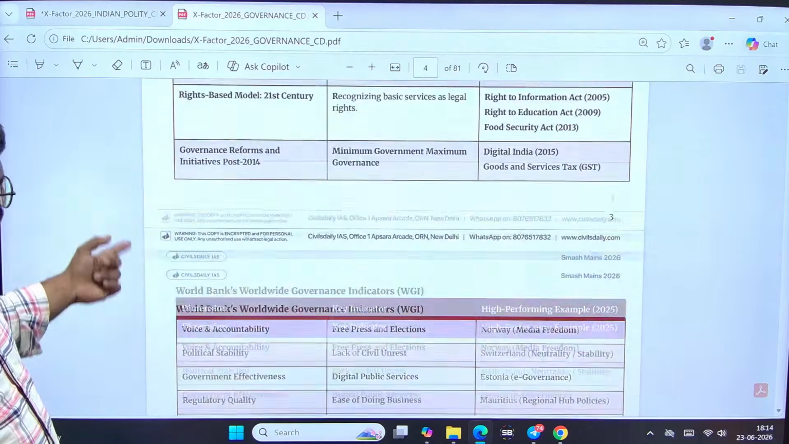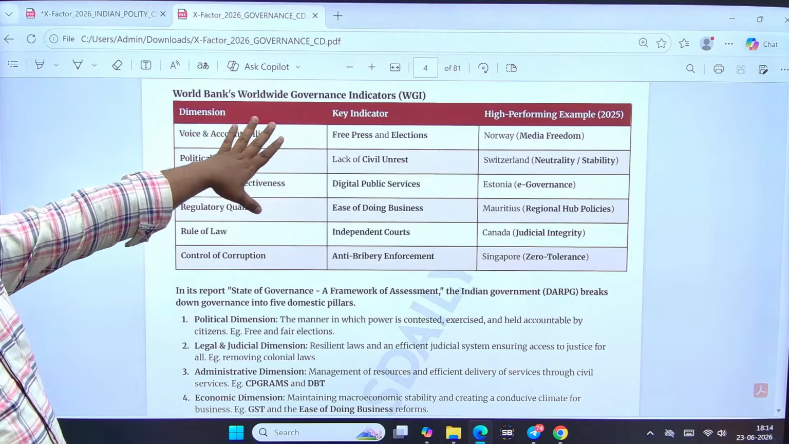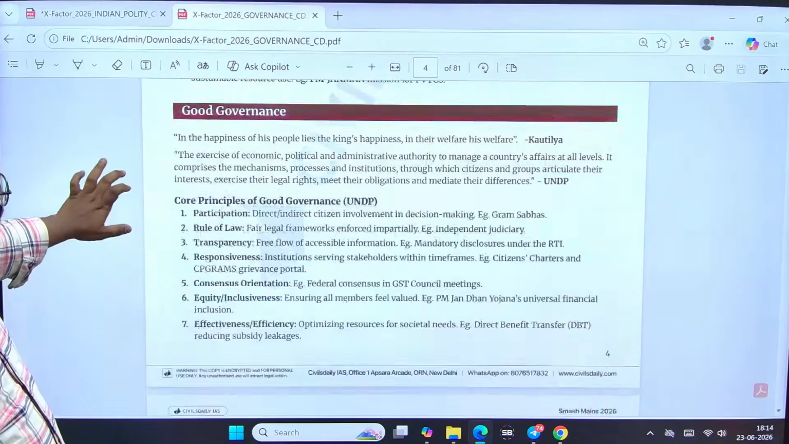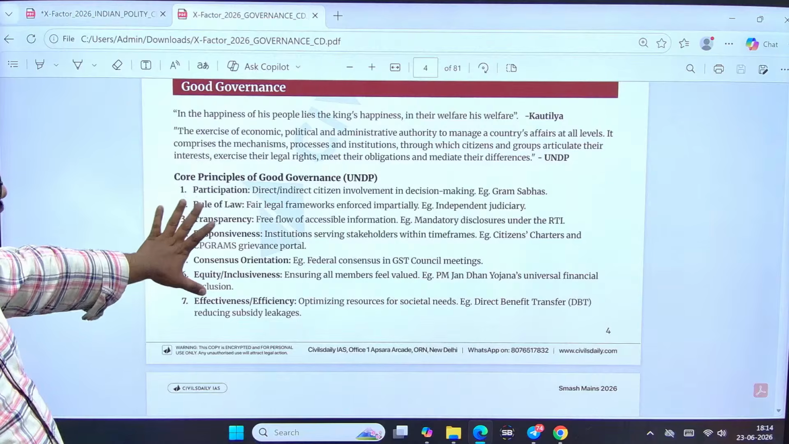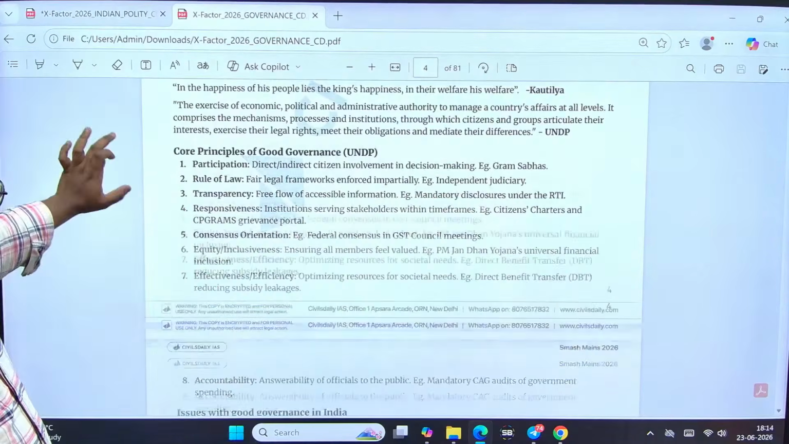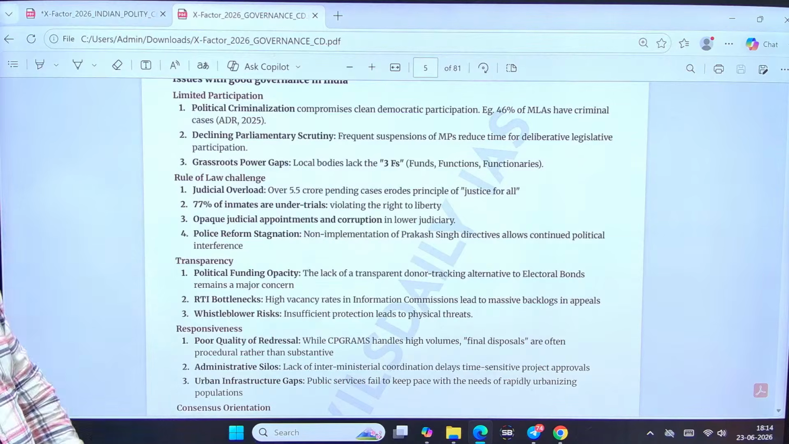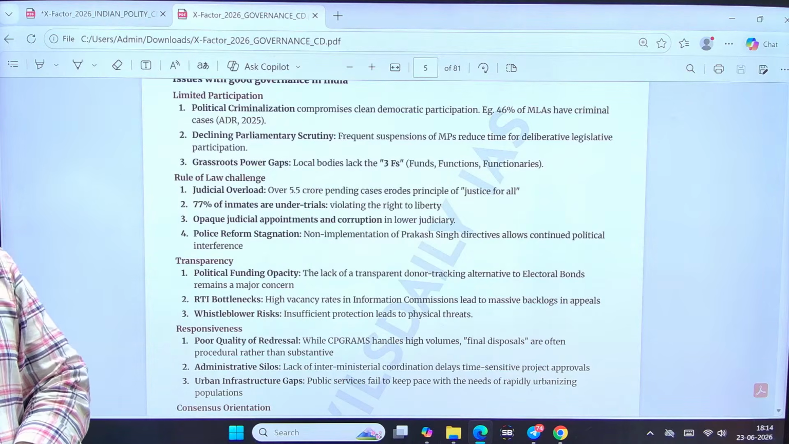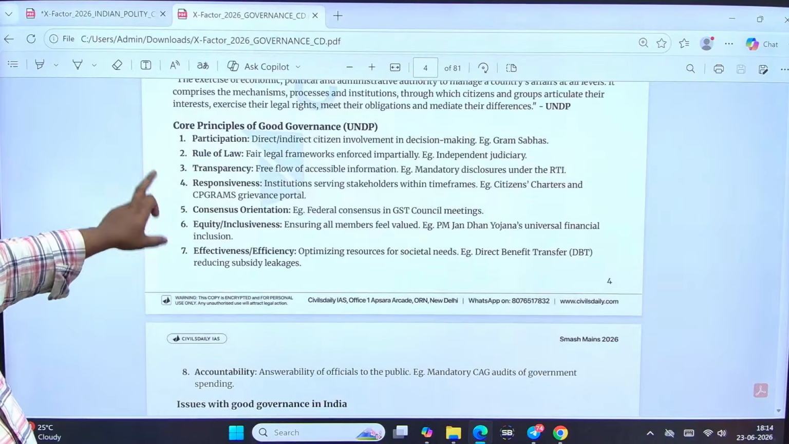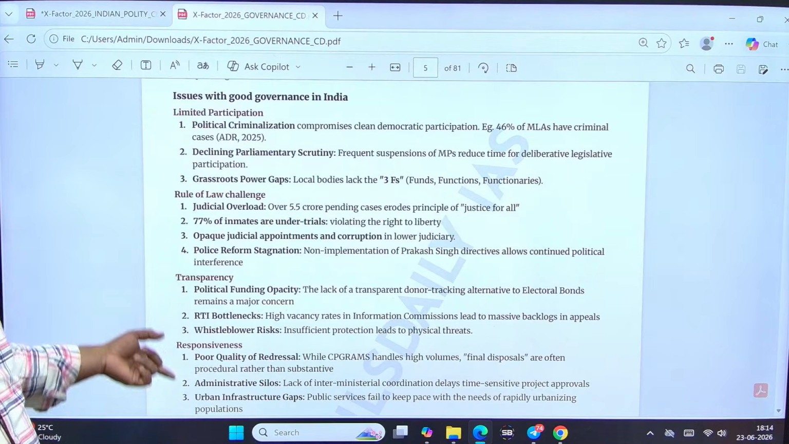Okay, so evolution of governance in India, World Bank's Worldwide Governance Indicators, then what is good governance, core principles of it. Each and every core principle is substantiated with an example. Then issues, again issues we have properly classified under subheadings, or the framework is simple. Write the issues based on the points of good governance. So good governance pillars are your framework, right?